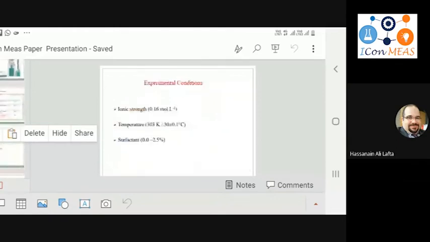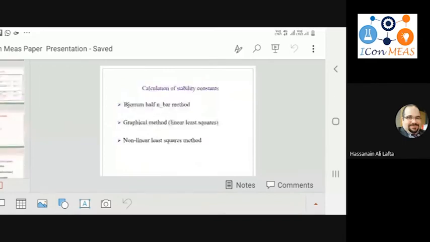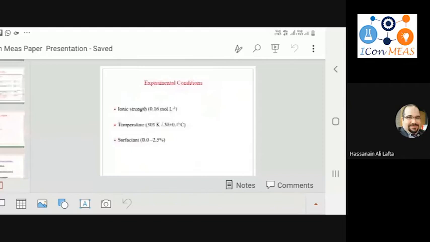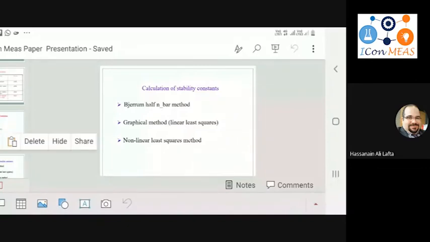The next one is experimental conditions. These are the conditions I have maintained: ionic strength is 0.16, temperature I have maintained at 303 Kelvin, and also the surfactant. The surfactant variation is 0.0 to 2.5%.